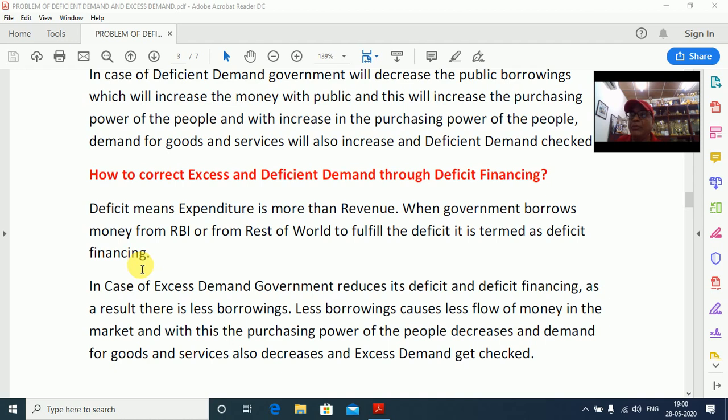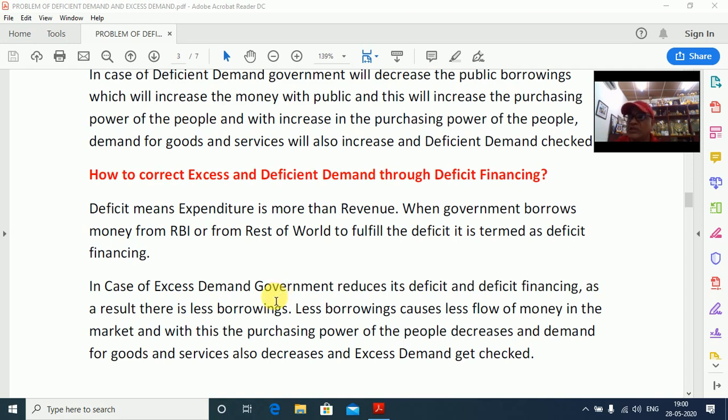And if government is going to borrow more money, there will be flow of more money in the market, and that will increase the purchasing power. And if government is going for a less deficit, there will be less borrowings. When less borrowings are there, there will be less flow of the money in the market. So what happens if there is an excess demand? What is the government policy?